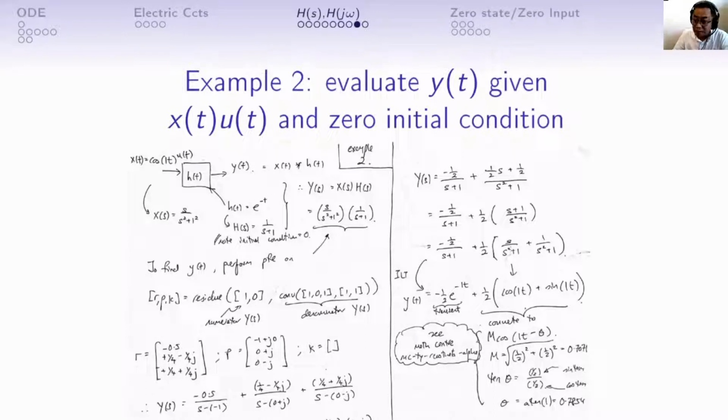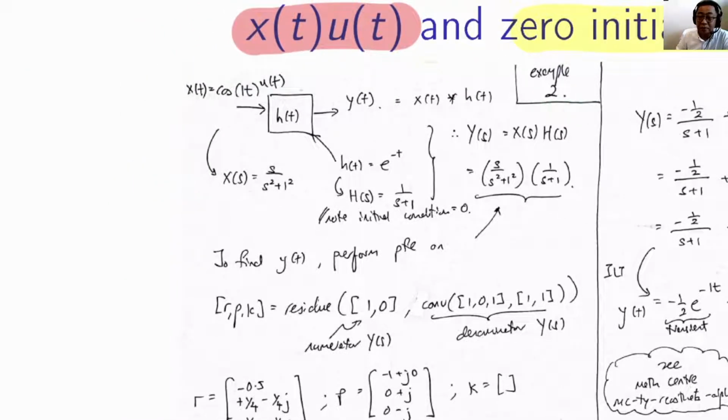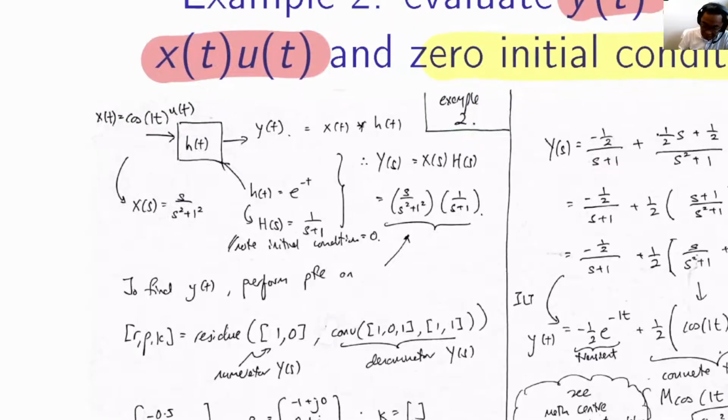Welcome back. This is example 2. We are going to evaluate the output y of t given that x of t is a causal signal and we now have zero initial condition. So this system is exactly the same as example 1, only with the difference that now the initial condition is 0.